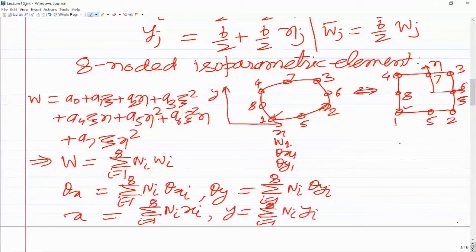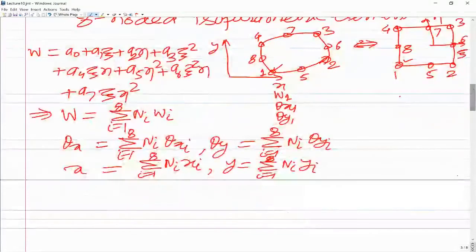Only difference in these two sets of interpolation, that is the field variables and the coordinate geometry, is that the wi, theta xi and theta yi are unknown, whereas xi and yi are known values of the x and y coordinates of the ith node. So now for this, when you look at the shape functions, the rest of the steps are same. The way we formulated the 4-noded isoparametric element, in a similar manner you formulate the 8-noded isoparametric element. So I will not discuss all the steps, you can do that.